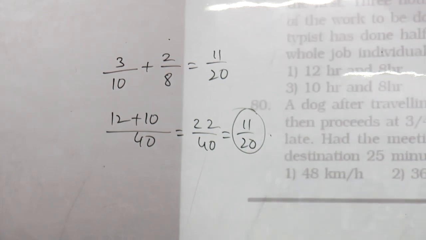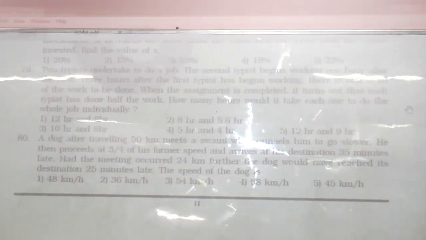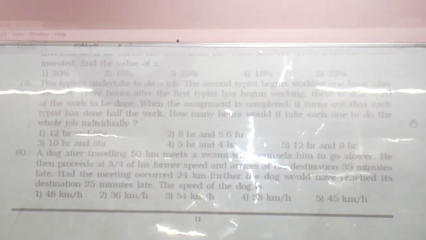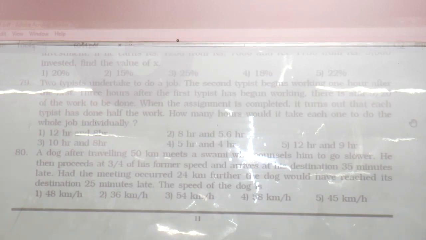80th. A dog after traveling 50 kilometers meets a Swami who counsels him to go slower. He then proceeds at 3/4 of his former speed and arrives his destination 35 minutes late.